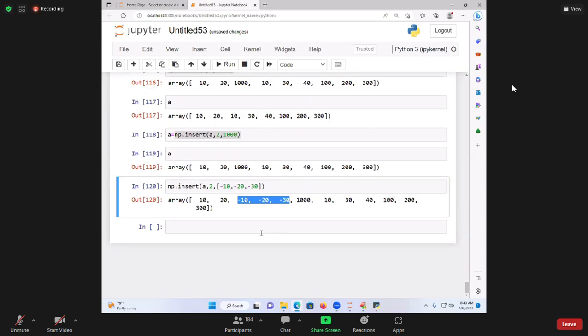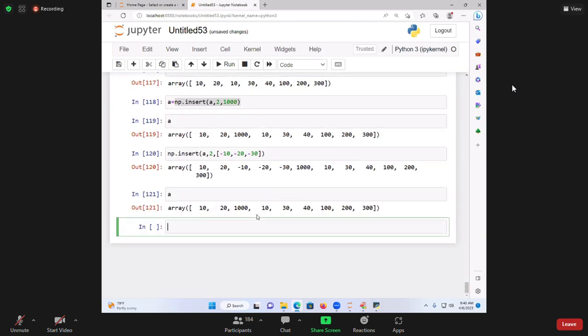Are you following? Now this is about insert. Now I will go for what? Look at A is equal to, this is my given data. Now I want to go for what? See students, np.delete. np.delete of A comma.